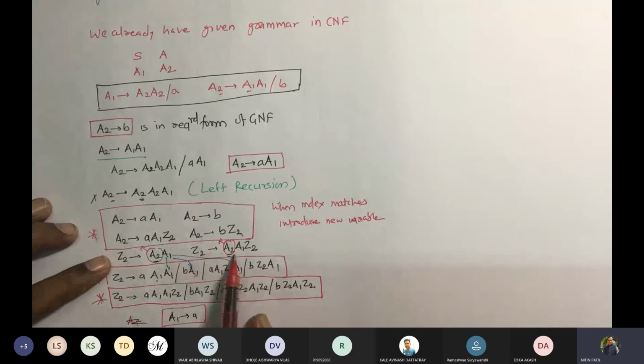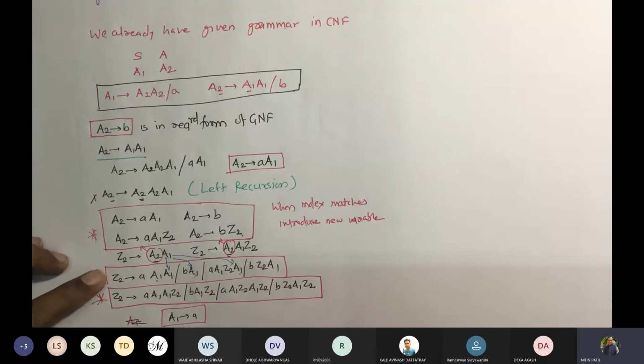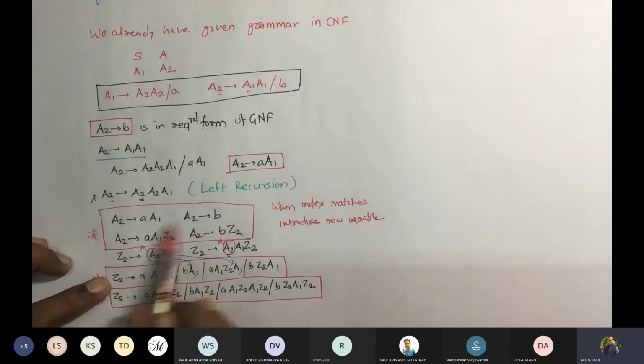ये जो बचा हुआ था वो यहाँ पे लिखा, उसके साथ Z2 लिख दिया. Correct. Now I got this. So as A2 productions are in the required form, I will talk about Z2. So Z2 had A2, A1, Z2. So I replaced A2, all four values of A2, and I rewrote this production A2, A1 this way.